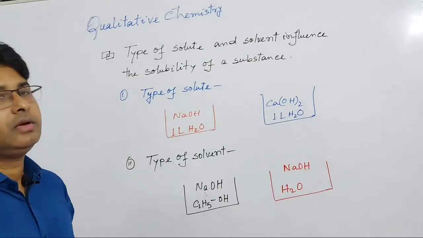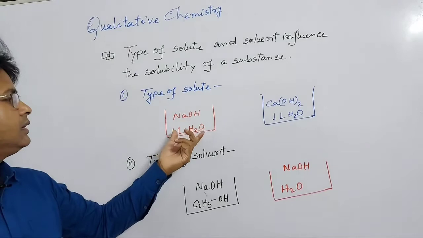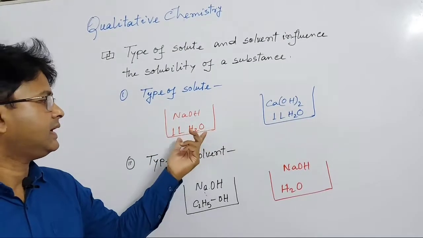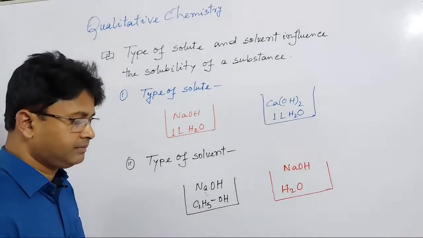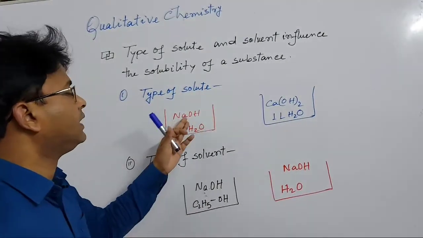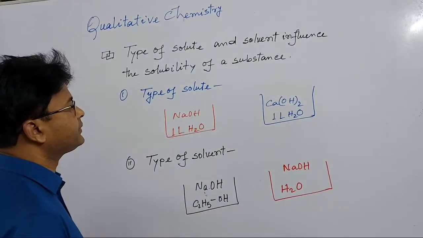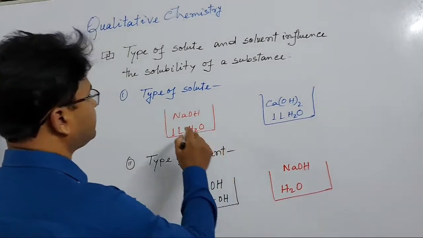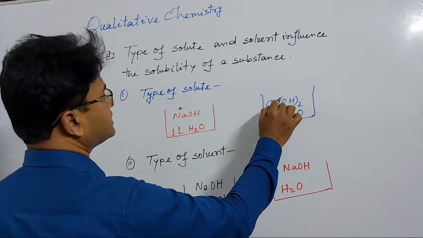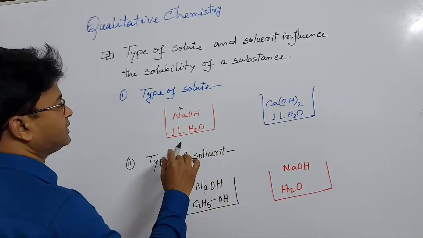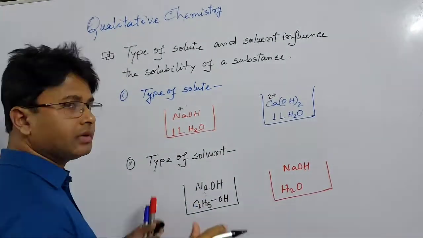First one you can see at the whiteboard, type of solute. Here in both cases I have taken water, the same type of solvent, but the solutes are different: sodium hydroxide and calcium hydroxide. Dear students, you know that sodium hydroxide is more ionic because the cation contains only one charge, and calcium hydroxide is less ionic than sodium hydroxide because the charge of the cation is 2 here.